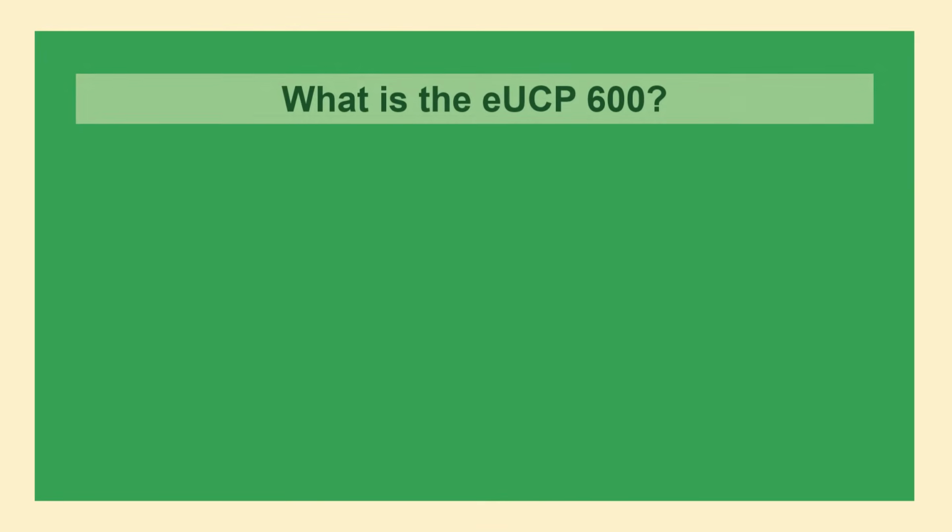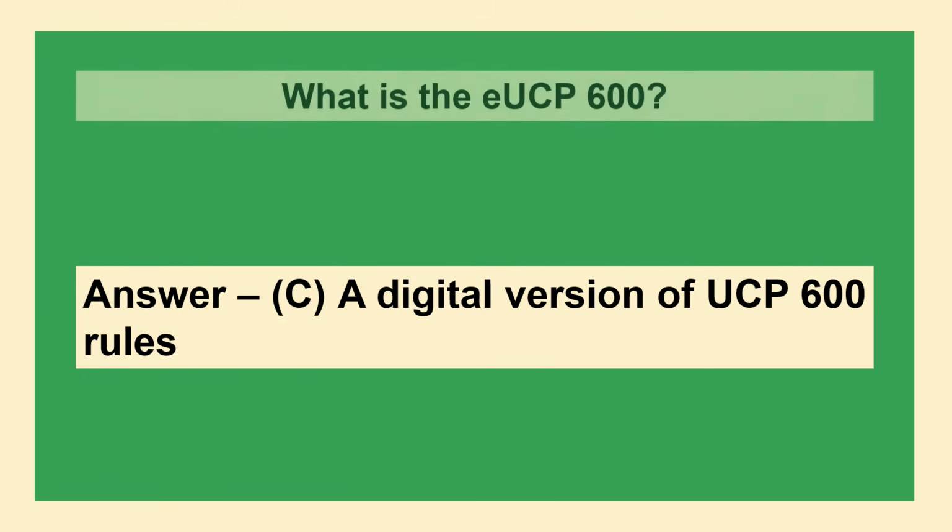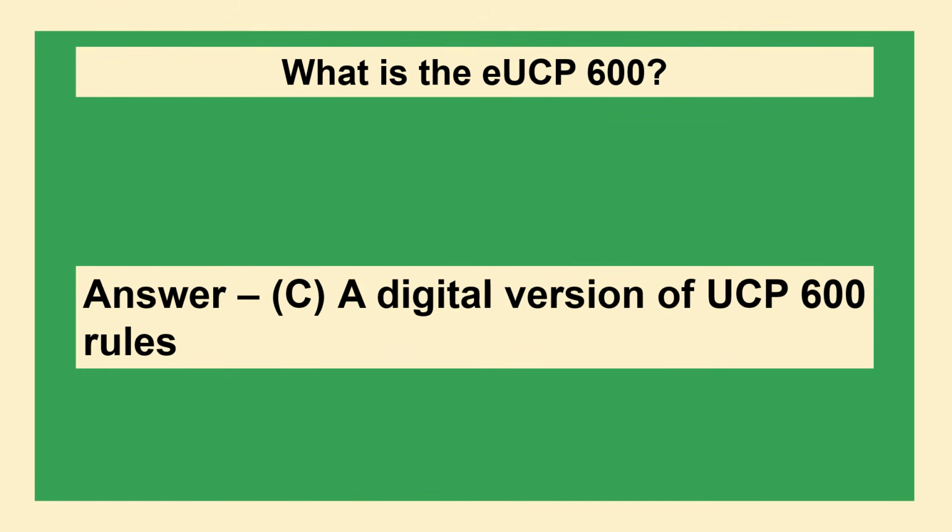Question, what is the EUCP 600? Option A, a new set of rules replacing UCP 600. Option B, a trade finance dispute resolution system. Option C, a digital version of UCP 600 rules. Option D, a guideline for issuing letters of credit. Answer, option C, a digital version of UCP 600 rules.